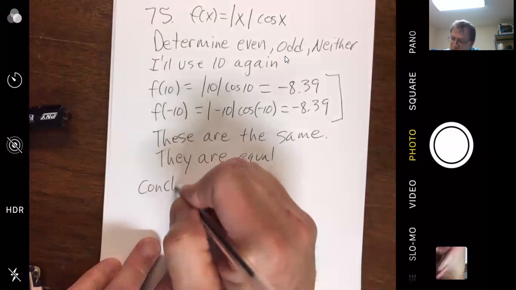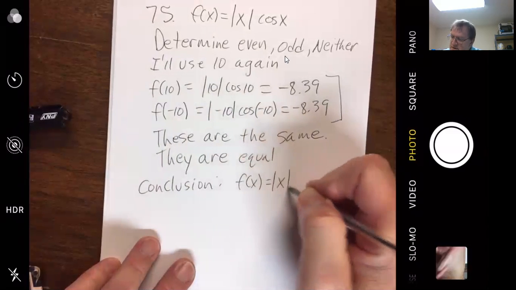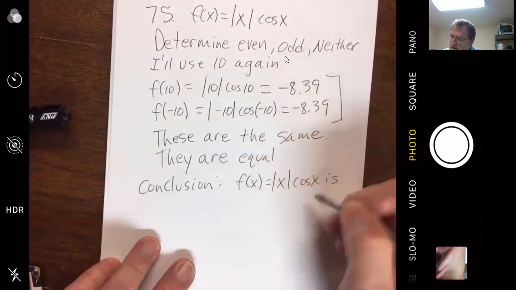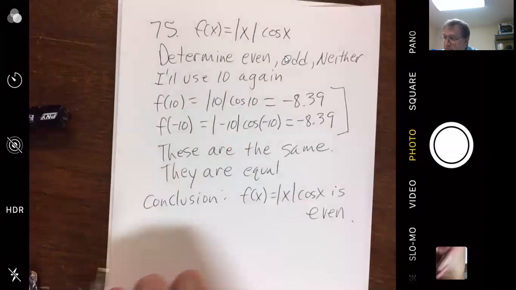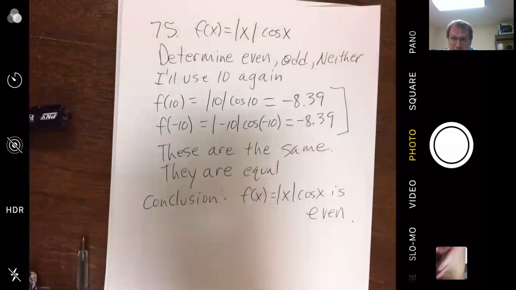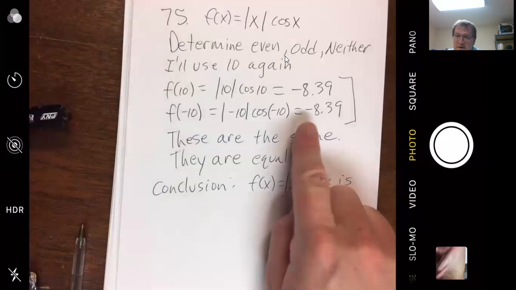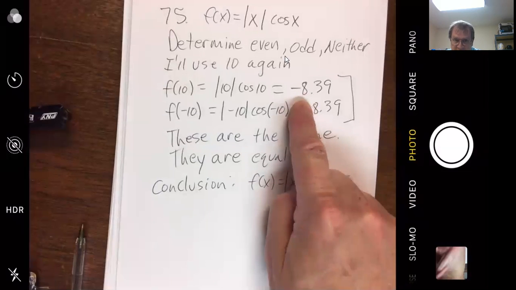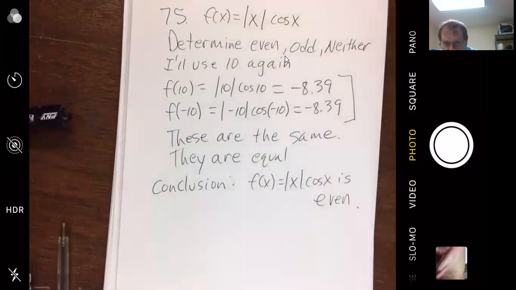Conclusion. F of x equals absolute value of x cosine x is even. So yeah, they can be both positive. If they come out both positive, that's great. If they come out both negative, it's the fact that they're equal that makes them even. If one of those negatives is missing, that would have made it odd. If neither of those things happen, it's neither.